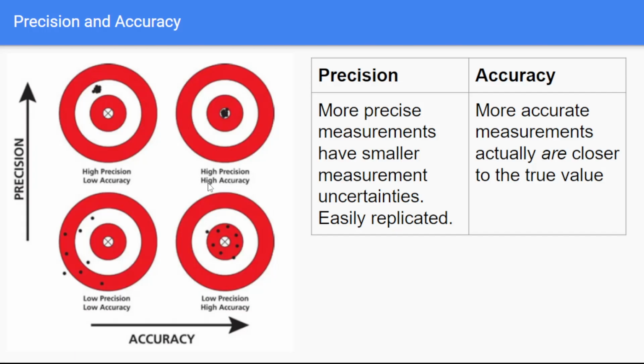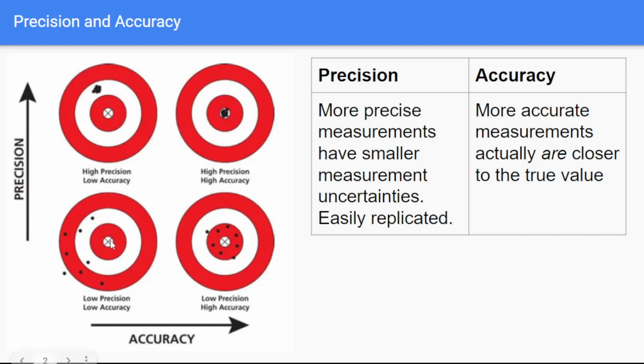If you have an accurate measurement, you'll hit the bullseye. If you have a precise measurement, all of your shots will be clustered together because they're easily replicated. Notice over here we have high precision because it's replicated, but the accuracy is low because we did not hit the bullseye or even come close to the bullseye.